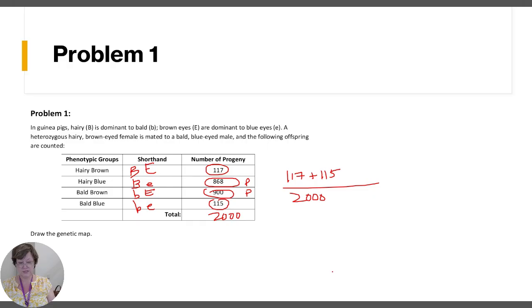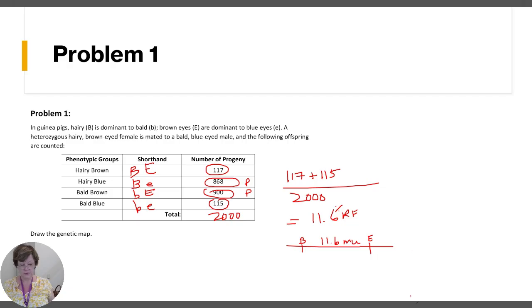Okay, but 117 plus 115 divided by 2,000 is 11.6% recombination frequency. So the distance between any allele of gene B and any allele of gene E is going to be 11.6 map units.